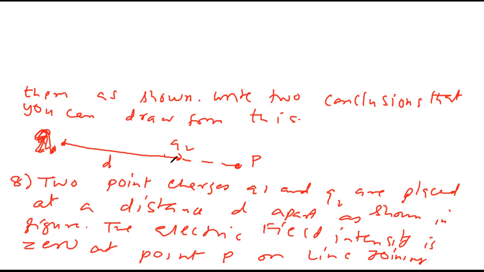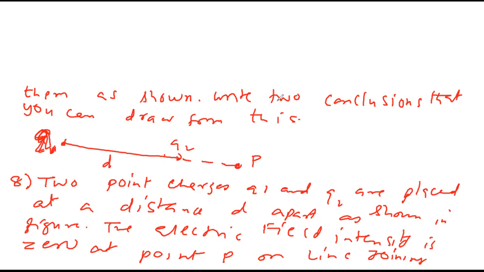Both the charges are positive or negative? See, think positive. No, just listen. If two charges are both positive or both negative, then intensity is 0 somewhere in between. This I have discussed with you all.